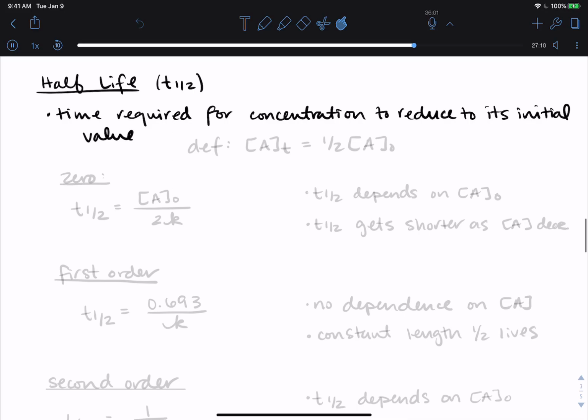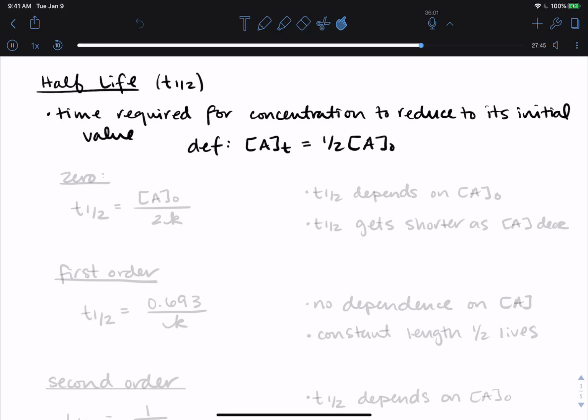So there is a derivation that I will not make you sit through, but this is just a rearranged version of the integrated rate law. So just a definition that might be helpful: we mean that the concentration of A at time t equals 1/2 the concentration of A at time 0. So whatever you started with, at the half-life we've used up exactly half of it.